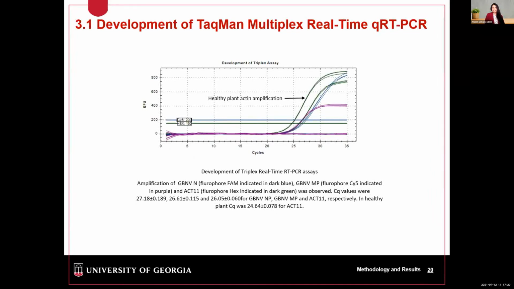With knowing that the singleplex assays are optimized, we proceeded to multiplexing. It was also successful. We didn't observe any cross interactions.